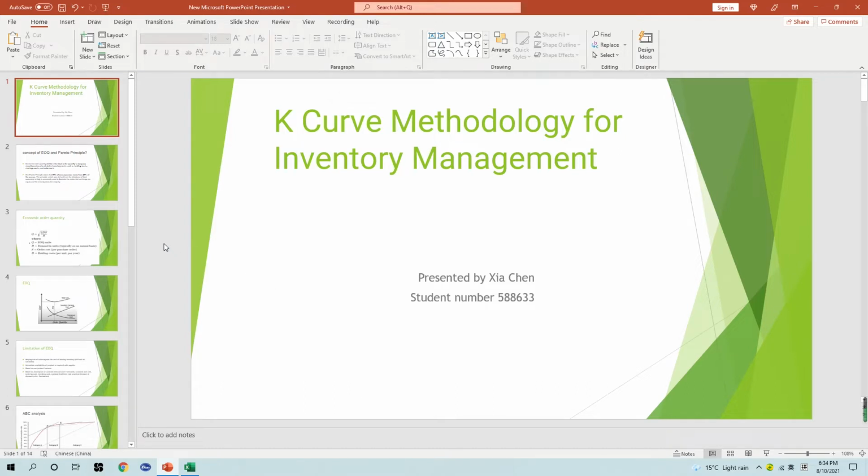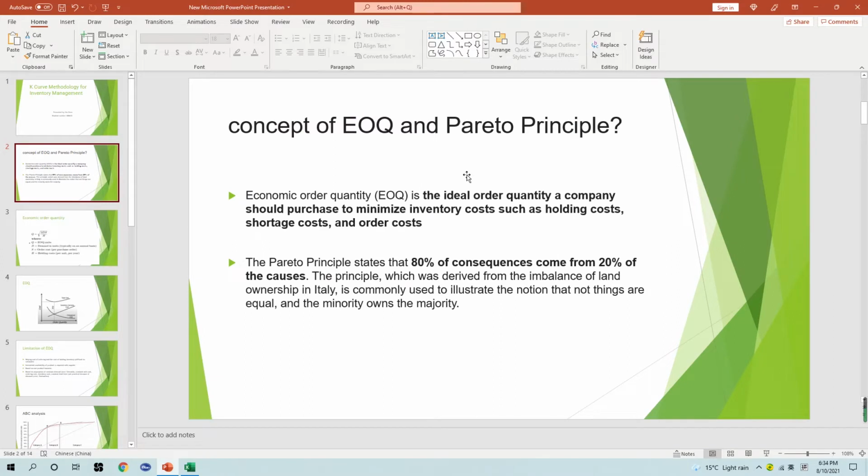Moving on, we need to know the concept of K-curve methodology, where it comes from. First, we have EOQ and the Pareto principle. EOQ is short for economic order quantity. The definition of EOQ is that it's the ideal order quantity a company should purchase to minimize inventory costs such as holding costs, shortage costs, and order costs.